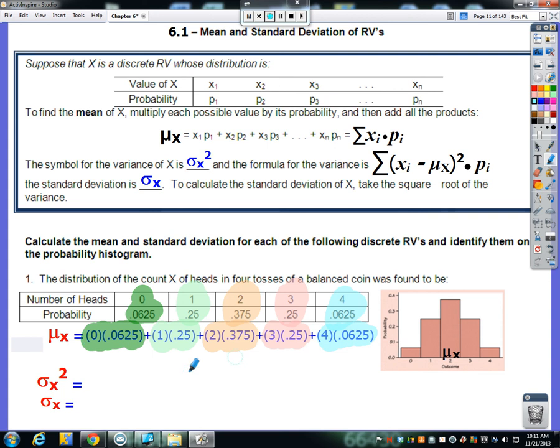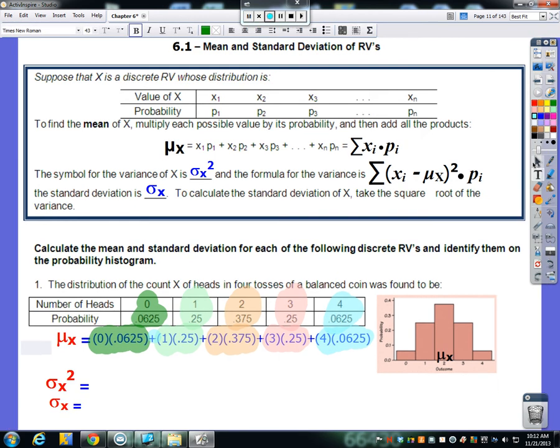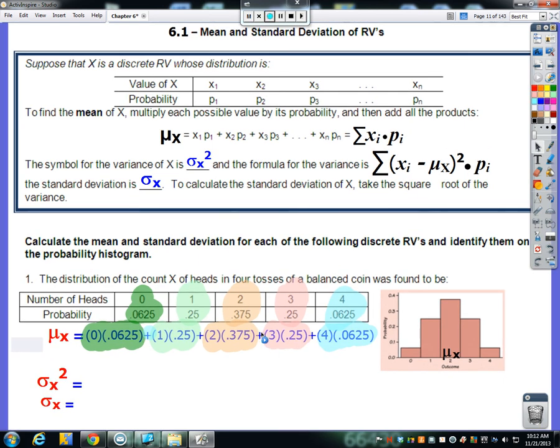So if we multiply all those things out and add them all together, we should get a mean of exactly 2. Okay, so where's 2 on our probability histogram? Well, that's right in the middle. That's kind of what we would expect, right? If we have a symmetric distribution, the mean should be right in the middle, and the median should be right in the middle. So that kind of makes sense from what we've talked about previously.